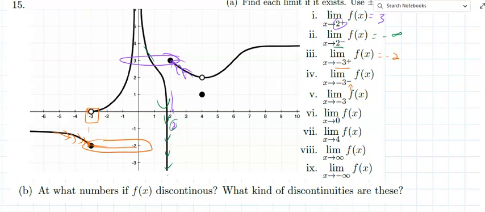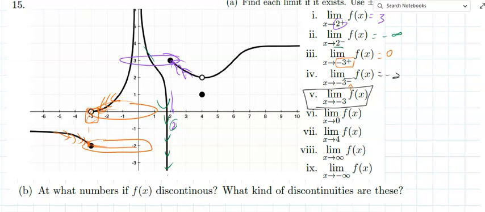And how about negative, oh, I messed up. Negative 3 from the left we said was negative 2. This is negative 3 from the right. From the right side, this is negative 3. What's y leveling off next to? Isn't that 0?